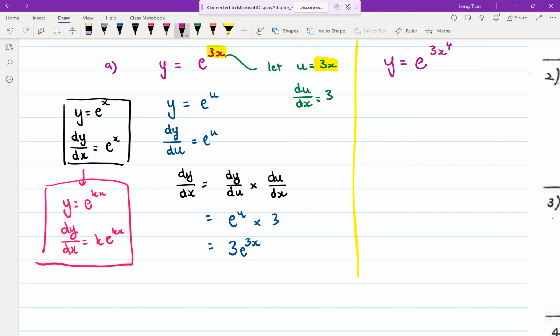Suddenly students can't do this. Okay, so most students will then write, the answer is delta y delta x must then be 3e 3x4. And that's where they're wrong. Okay, because they're following this rule.